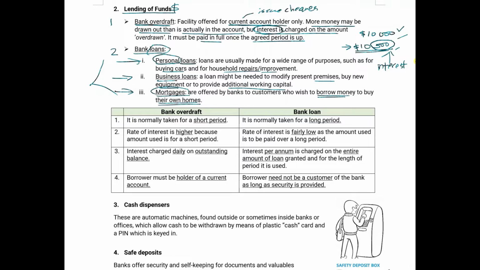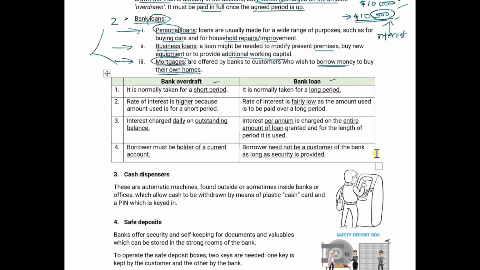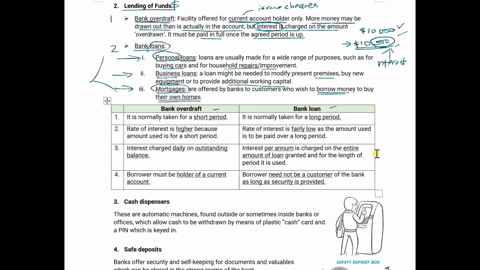Now let's take a look at the difference between the bank overdraft and the bank loan. As we have already mentioned, a bank overdraft is when you temporarily withdraw more than you have in your account. As you can see, a bank overdraft is normally taken for a short period, whereas a bank loan is for a long period. A bank loan could be for a number of years, maybe 5 years, 10 years. It will be for a longer period of time. For the bank overdraft, the rate of interest is higher because it's only for a short period, on the amount overdrawn.